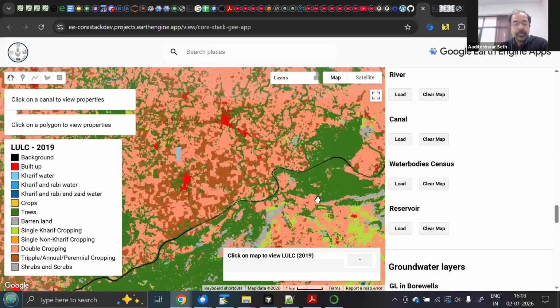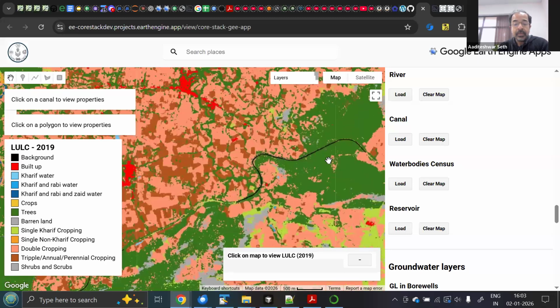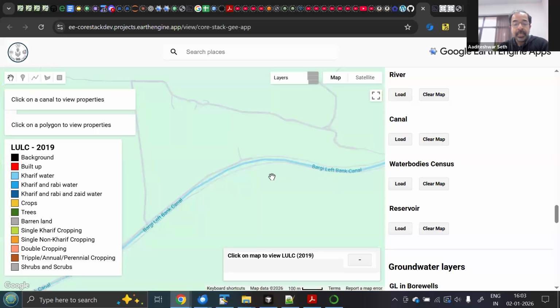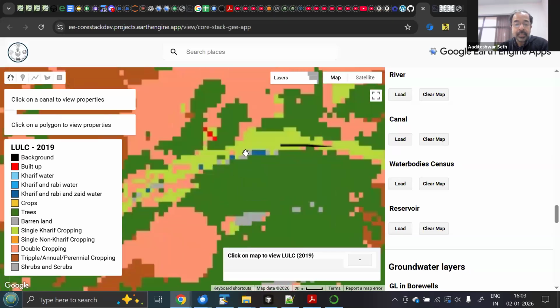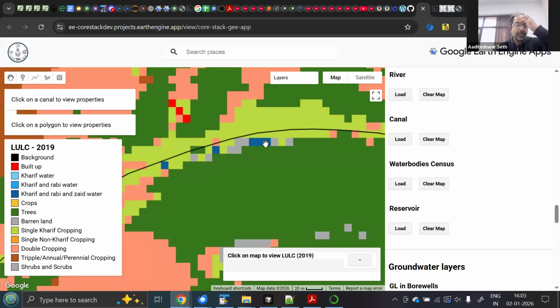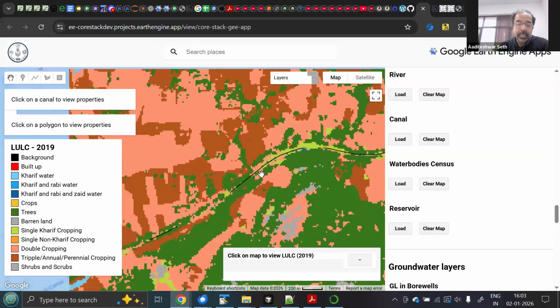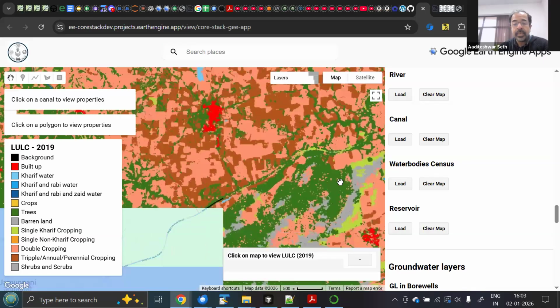But that is another good question, because if you see, you're not actually seeing much water. You do see some small dots of blue. The thing is that the satellite pixel is basically a 10 meter by 10 meter pixel, and that may not be enough to catch the water in the canal itself. So that's why we're not actually seeing a lot of water on the canal.